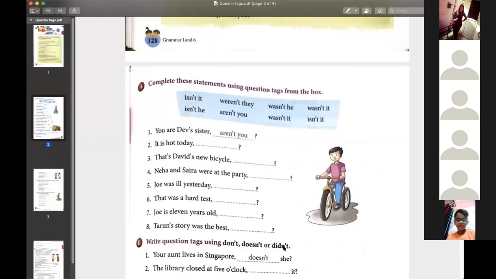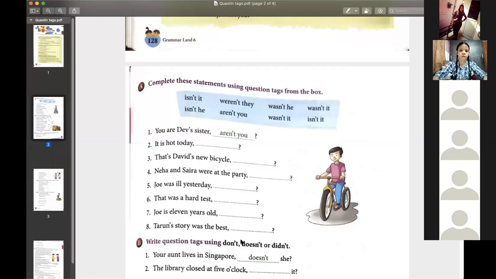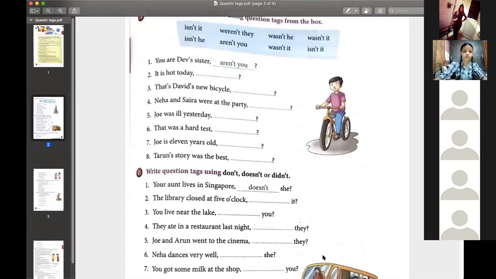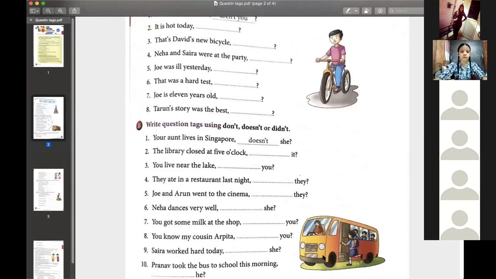Very good. Yes, Diksha, you can tell the answer. Ma'am, the answer is wasn't he, because it is the past. Very good, because it is a past tense. Now, if you see the B part, others are homework. We'll discuss all the answers tomorrow in the class. But for that, you have to do it today in the book.